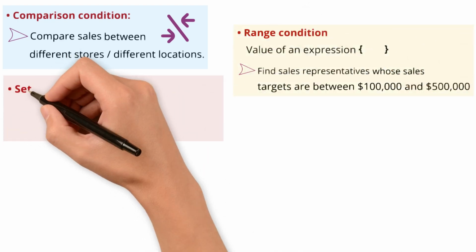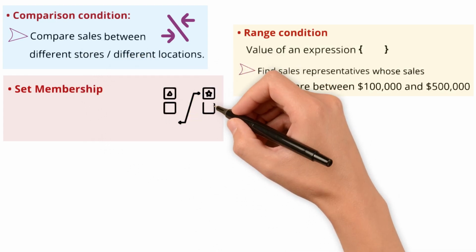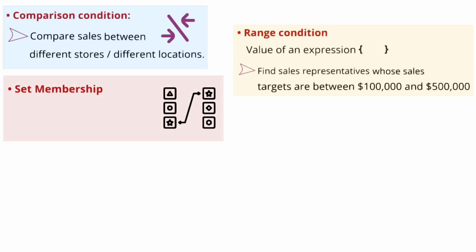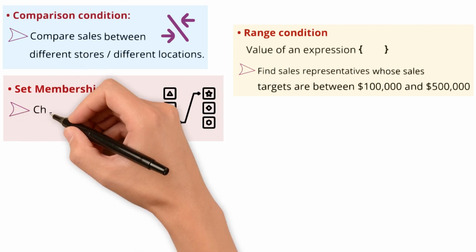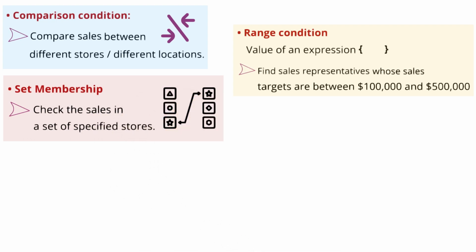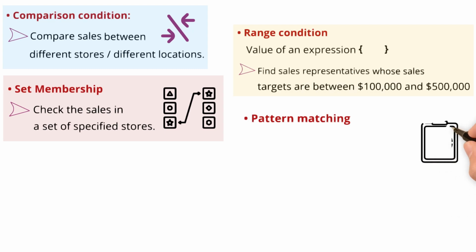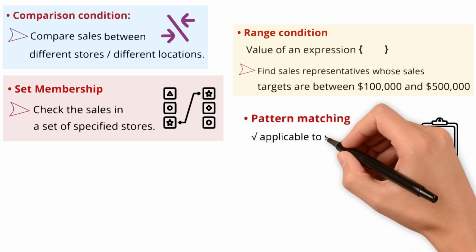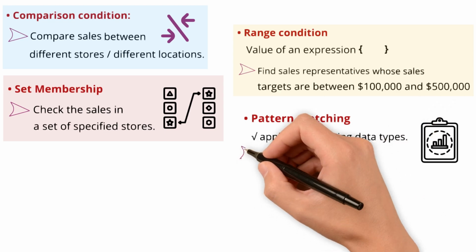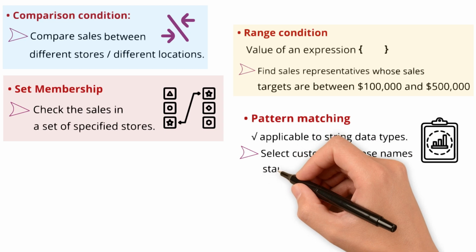Next, set membership. It checks whether the value of an expression matches one of a set of values. Say, for instance, if you want to check the sales in a set of specified stores. Next, pattern matching. It checks whether the value of a column matches a specified pattern. This is applicable to string data types. And you can use this condition to select customers whose names start with the letter C.